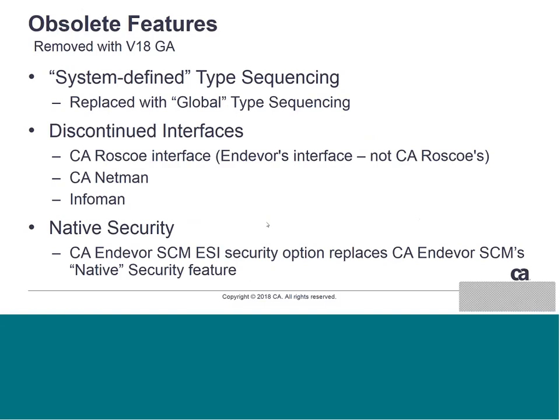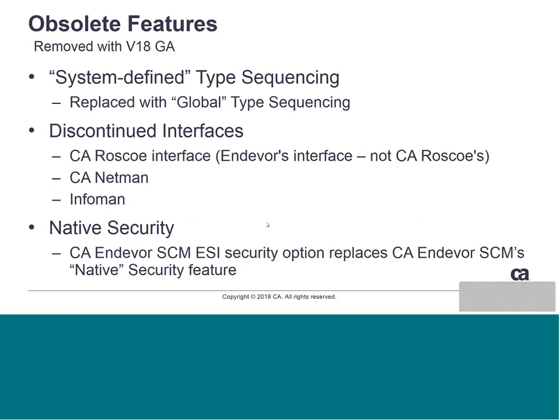Now, what we moved with version 18, we try to do that on a release boundary so it doesn't impact you guys. So when we first delivered what we call the base release for version 18, we delivered it without system-defined type sequencing. That had been replaced with global type sequencing, which I think was introduced in version 4 of Endevor many years ago.